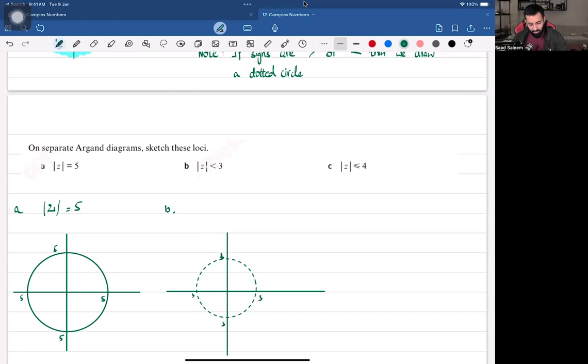And where are we going to shade? Because we have to shade and identify the region which satisfies this condition. So what is that region going to be? That's going to be inside the circle.